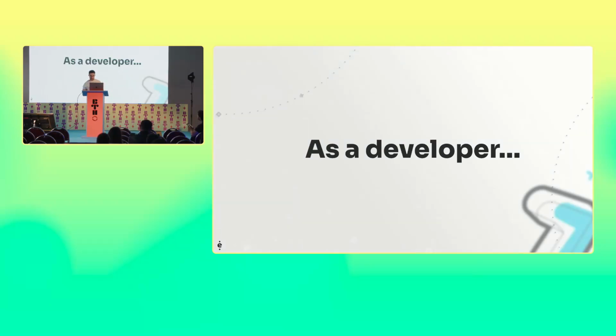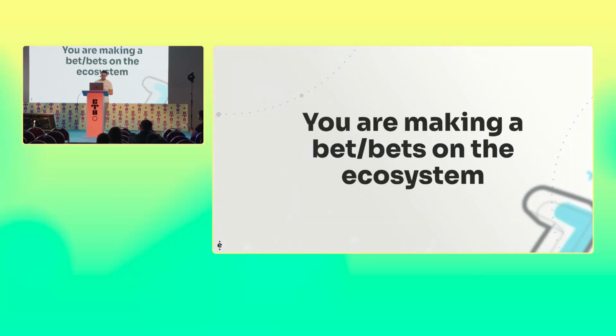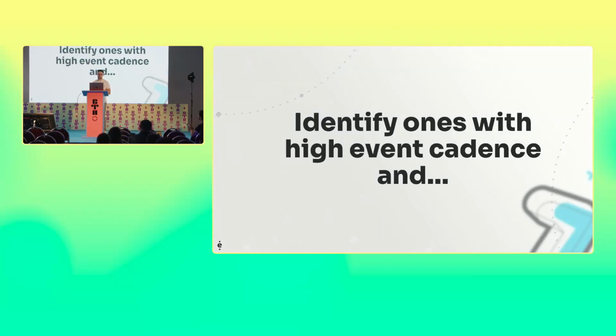So I have 45 seconds for the developer side. You are making bets on ecosystems. Maybe a lot of you bet on the Ethereum ecosystem or instances of the Ethereum ecosystem. I think you should identify the ones that are the high cadence ecosystems, the people who actually know that it takes 10 events to acquire you and have adjusted their strategy accordingly, because they'll still be there in a year, 2 years, providing funding and opportunities where others may not.